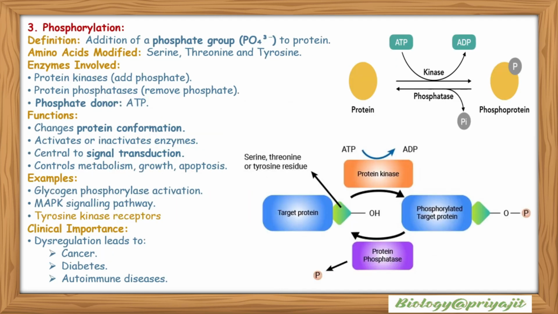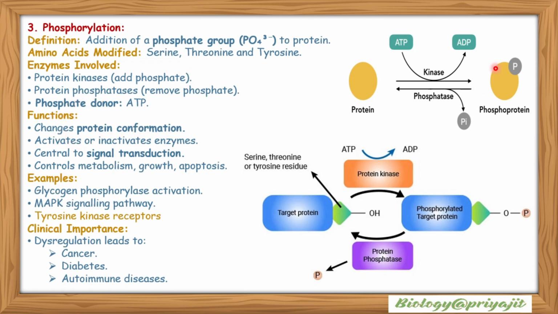Phosphorylation definition: addition of a phosphate group, that is PO4 3- group, to a protein is called phosphorylation. Serine, threonine, and tyrosine amino acids can be phosphorylated with the help of enzymes known as protein kinases, which add phosphate. Protein phosphatases remove phosphate, and here the phosphate donor is the ATP molecule; GTP can also be found.